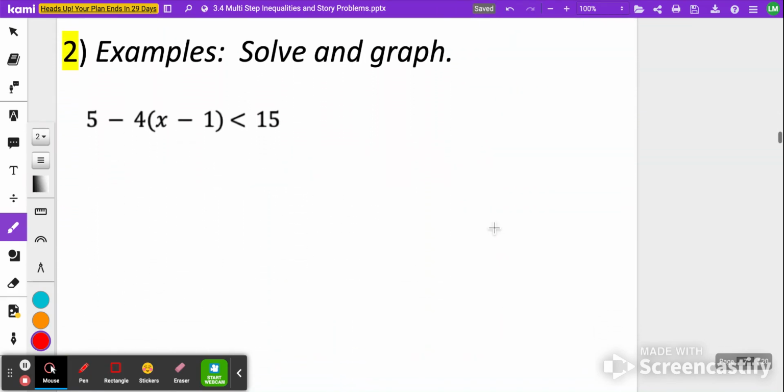Go ahead and take time to try this one. This one is a commonly missed one just because when you know that you're supposed to distribute this number here, but many people forget to distribute not just the 4, but a negative 4. So let's pause the video, see if you can try this one on your own, and when you're ready to check it, click play.